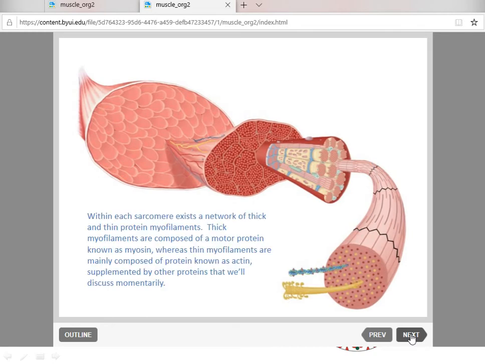Next, within each sarcomere exists a network of thick and thin protein myofilaments. The thick myofilaments are composed of a motor protein known as myosin, whereas the thin filaments are mainly composed of a protein known as actin, supplemented by other proteins. See, the thick filament is myosin and the thin filament is actin.